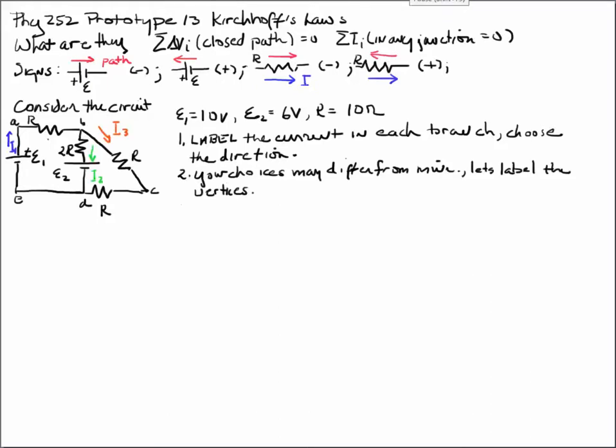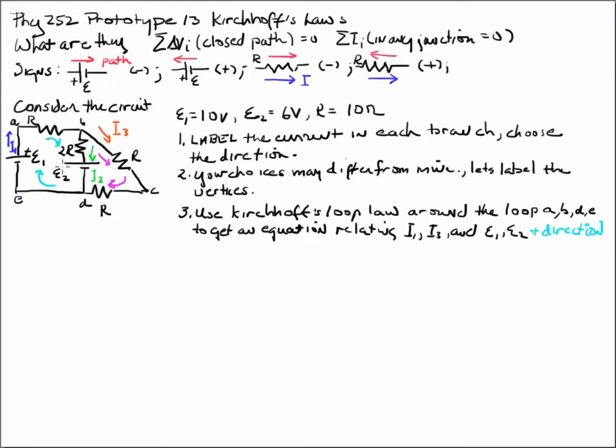I show here where I have chosen the currents and the direction of the currents. On the left branch, I have chosen I1. On the middle branch, I have given it the label I2, and on the right branch, I3. Note that your choices may be different from mine. That's okay. You just follow along, and then if you have labeled it differently, keep it that way and see if you can develop the equations for the way you labeled it. Now let's label the vertices.